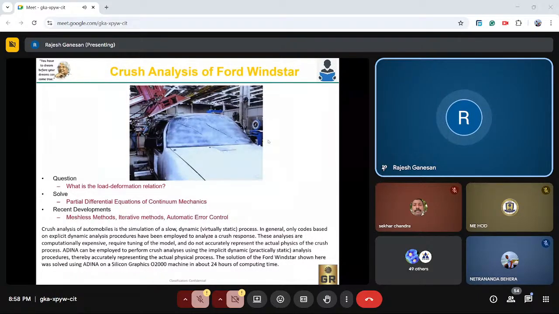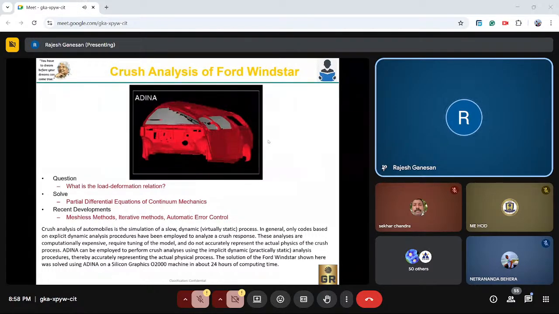Here is one example, crash analysis of automobiles, the simulation of a short dynamic process. In general, codes based on explicit dynamic analysis procedures have been employed to analyze the crash response. Simply what I said, the same thing. Adina is the software they are using for crash analysis. Based on the crash analysis they see the results and improve the design accordingly.